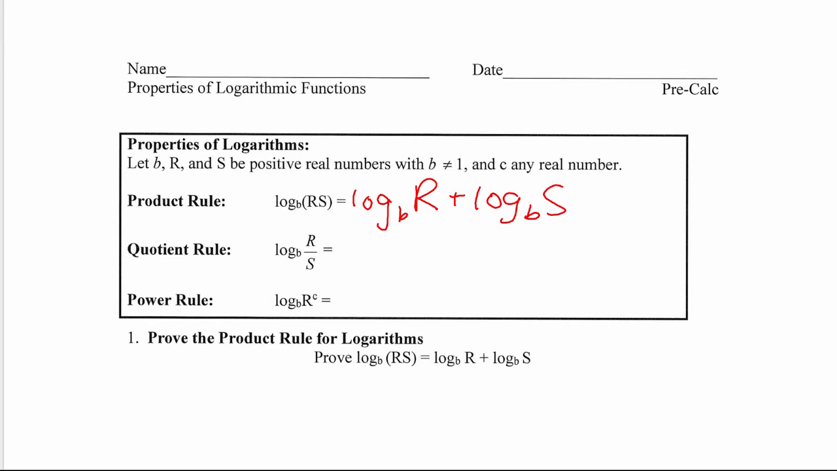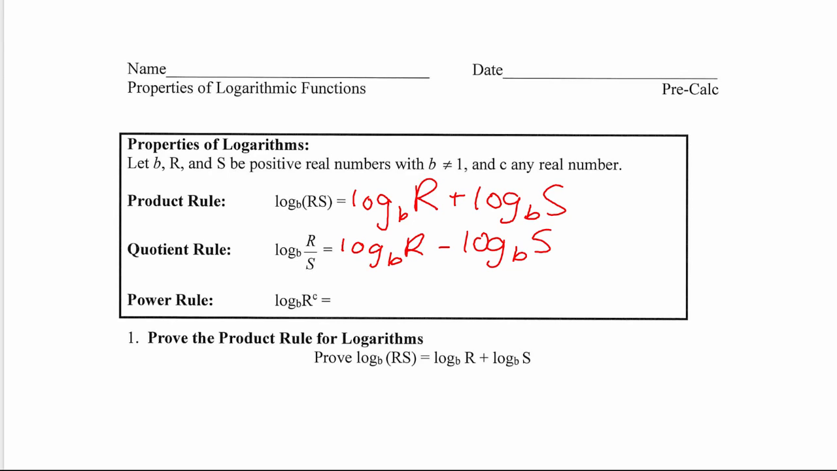Your quotient rule. If two things are being divided within your log, rather than separate them with addition, we are actually going to separate them with subtraction. So it should look pretty much the same as the one right above it, except it's going to be subtracted instead of added. Those are the two big rules that we have there.